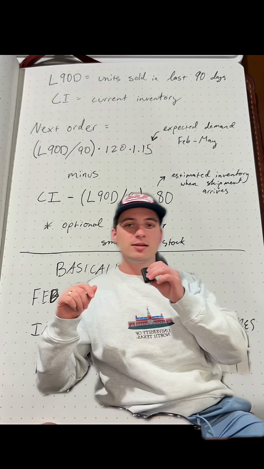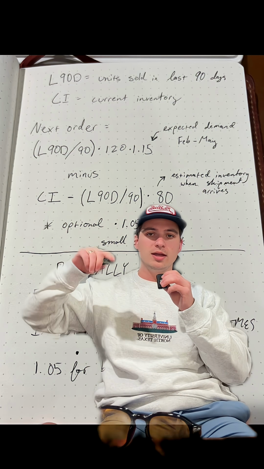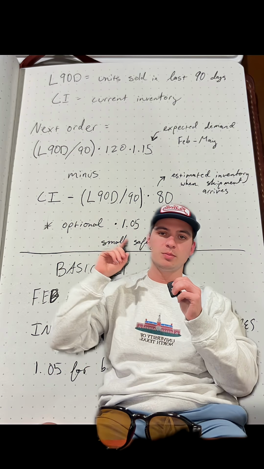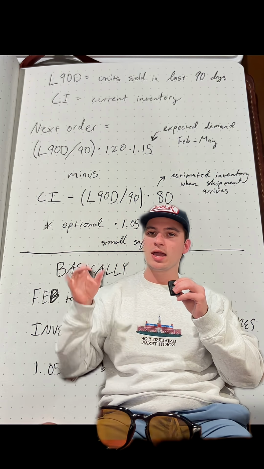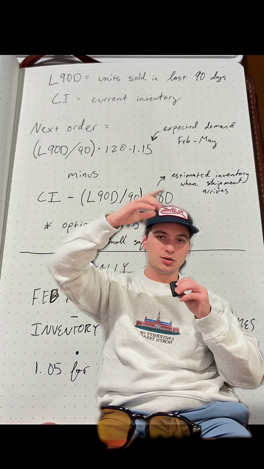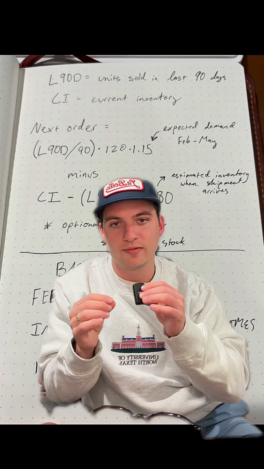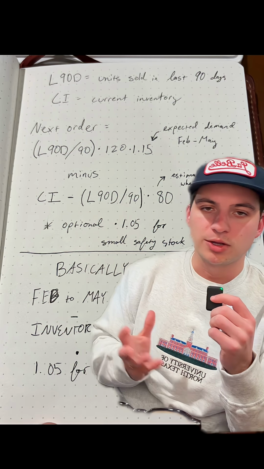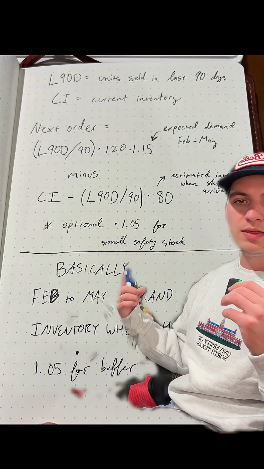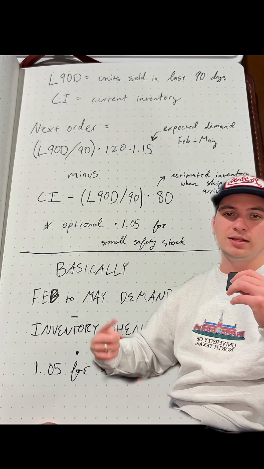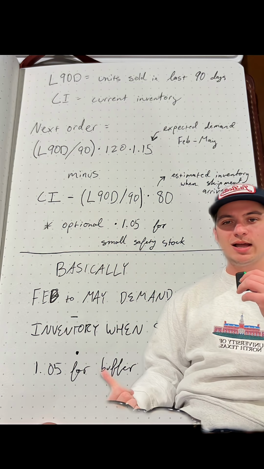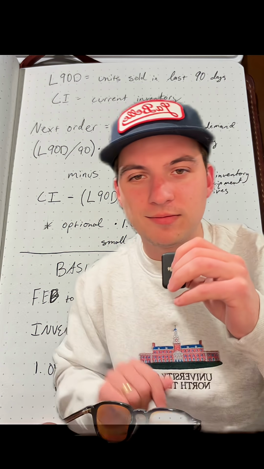I'm going to subtract that from our current inventory minus how many units we typically sell per day times 80, because February 1st is 80 days away. This estimates our inventory when the next shipment arrives on February 1st. Optionally, I throw a 5% buffer in for small safety stock. So in layman's terms, this is going to be our February to May demand minus our inventory when the shipment arrives, multiplied by 5% for a small safety buffer.